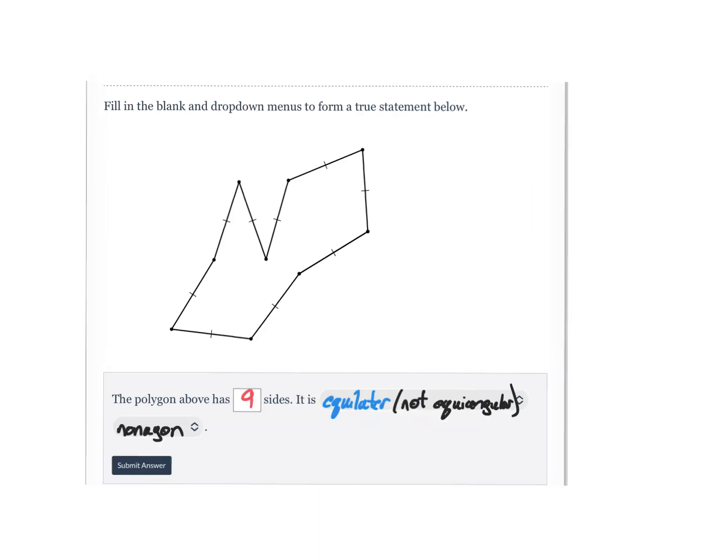All right, and this one here, you will also count the sides. This one has 9 sides. Now, all of the side lengths are shown to be the same, so it is equilateral, but not equiangular because the angles are not shown to be the same, and it is called a nonagon. So you'll have some questions similar to that.